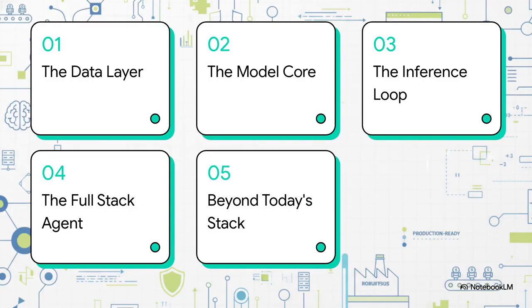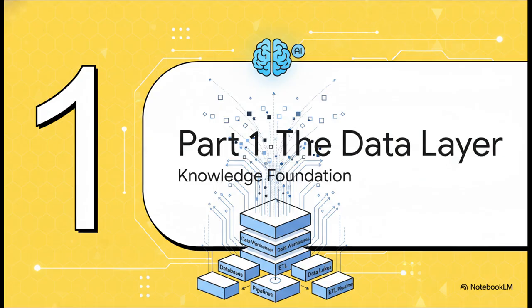Okay, here's our blueprint, our game plan for the build. We're going to start at the very bottom of the stack with a data layer. That's the agent's source of knowledge. Then we're going to move up to the model core. That's its brain. After that, we'll get into the inference loop, which is where the agent actually does stuff. We'll pull it all together for a final demo, and then we'll take a quick look at what's next. All right, let's kick it off with part one, the data layer.